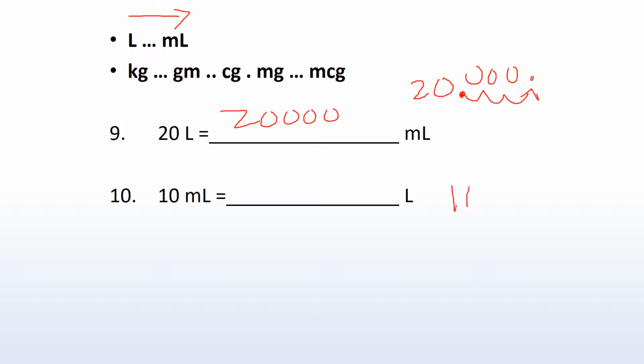All right, we got 10. This time we're going from mLs to liters, so it's 3 to the left. So we got 0.01. So very important, we got to squeeze in that centigram right in the middle.